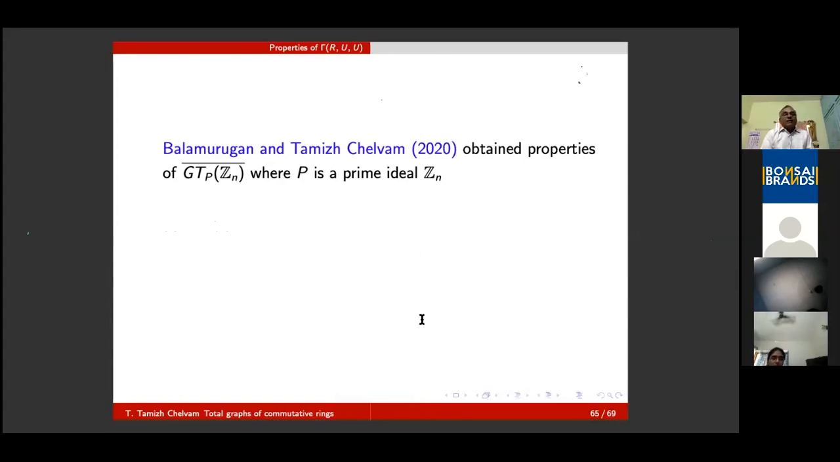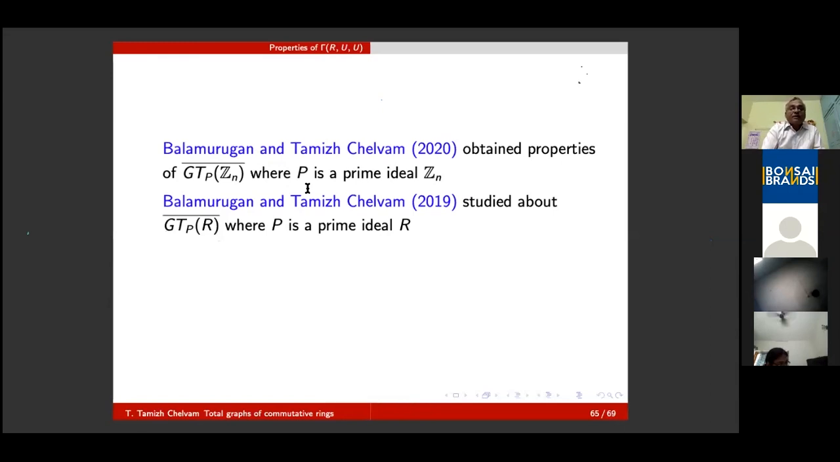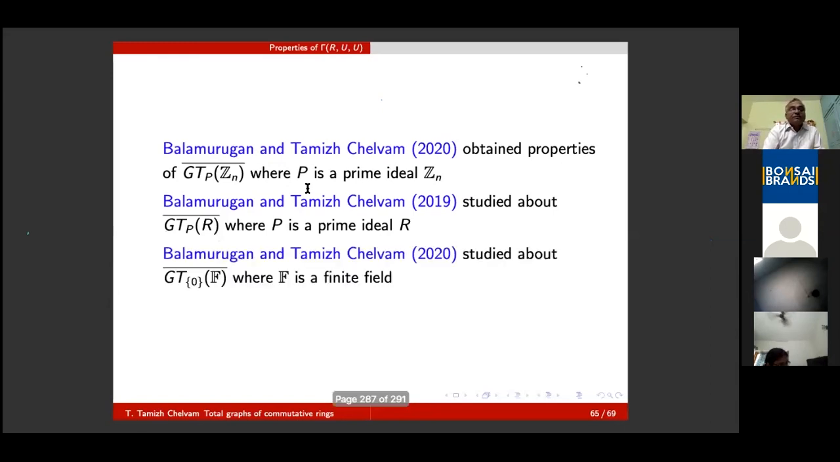Of course, another candidate, Balamurugan, and myself have studied the generalized total graph of Zn with respect to a prime ideal. This paper appeared in Philomat, in just last month's issue. This appeared in the Journal of Analysis. This has appeared in the AKCE International Journal of Graphs and Combinatorics. It is just online because it has moved to Taylor and Francis. Okay, so these are some of the things from our side for these classes of graphs.